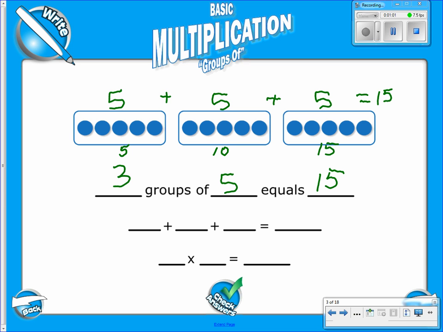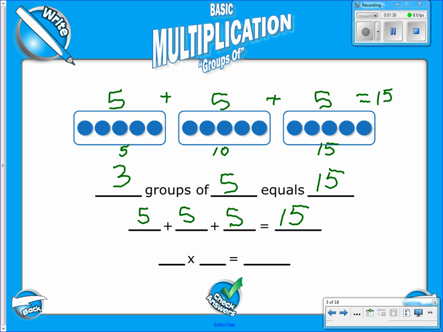So by repeated addition, I've got 3 groups, 1, 2, 3. So I need to add 5 together 3 times. The order that this is written does matter. I wouldn't want to write 3 plus 3 plus 3 plus 3 plus 3 equals, because that's not what this model represents. This model represents 5 plus 5 plus 5. So that gives us a total of 15 circles.